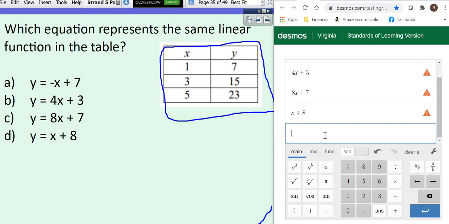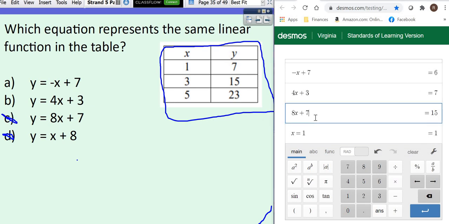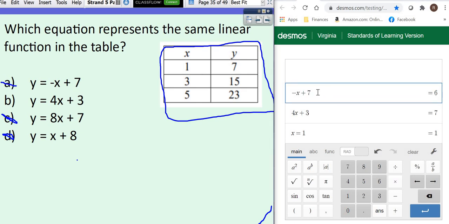So I'm going to start with x equals 1. X equals 1. Well, in my table, that should give me 7. Well, x plus 8 doesn't work, so I'm going to mark that out. And 8x plus 7 doesn't work, so I'm going to mark that one out. And I'm also going to go ahead and delete those two. And then I'm going to keep looking. Well, 4x plus 3 gives me 7, but -x plus 7 gives me 6. So I'm going to mark that one out.